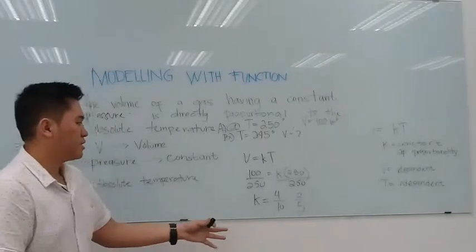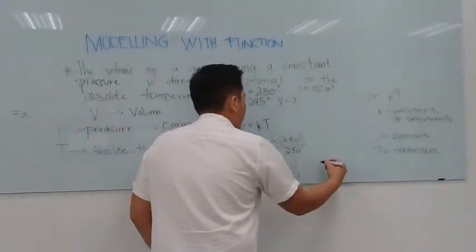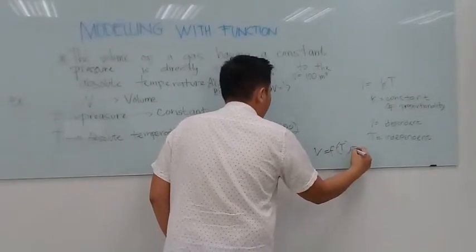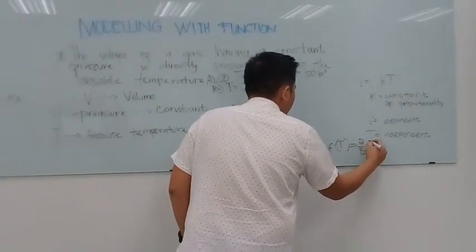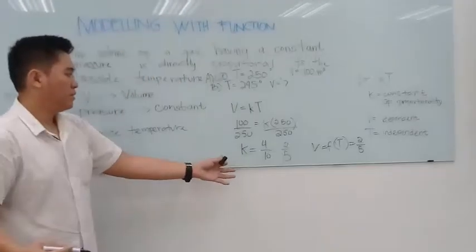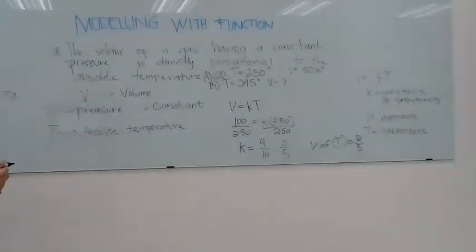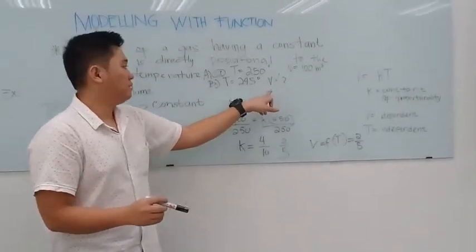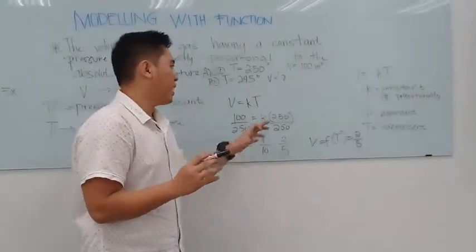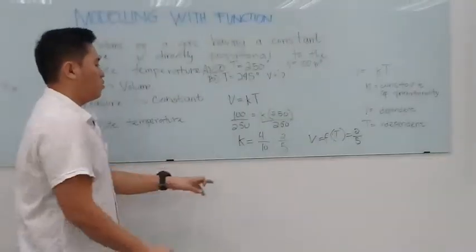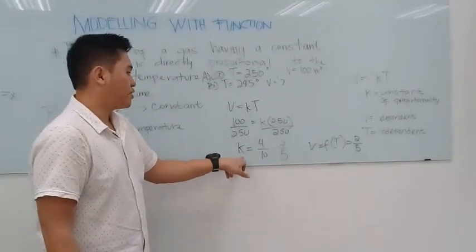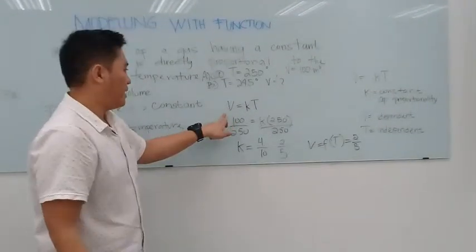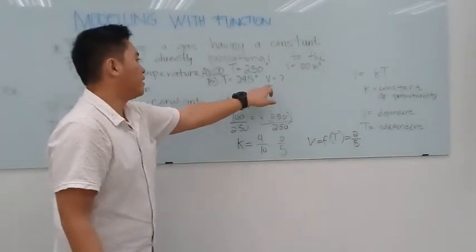So we have the first equation, which is V is equal to 2/5 times T. So we have our K now. Next, problem B: the given is 245 degrees and the volume is missing. So how to get the volume? In problem A, we got the constant. We have the constant actually, so we just need to use this formula again to get the value of volume.